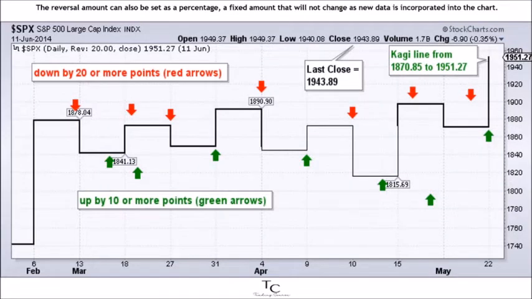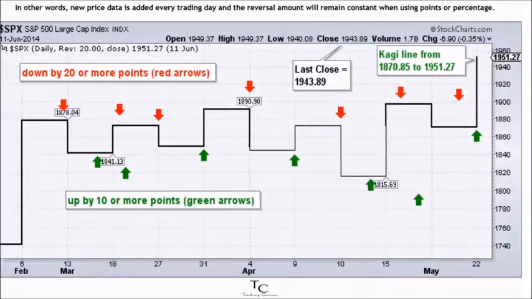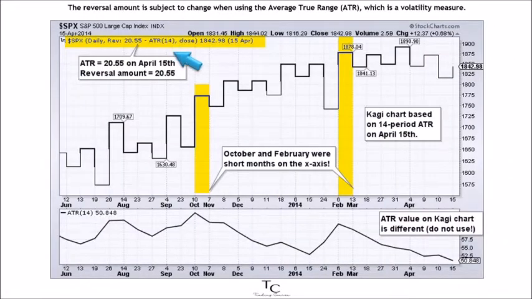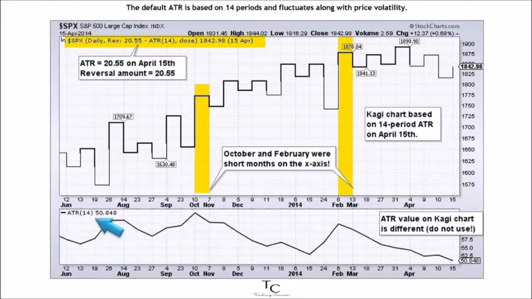The reversal amount can also be set as a percentage, a fixed amount that will not change as new data is incorporated into the chart. In other words, new price data is added every trading day and the reversal amount will remain constant when using points or percentage. The reversal amount is subject to change when using the average true range, ATR, which is a volatility measure. The default ATR is based on 14 periods and fluctuates along with price volatility. Also, note that the ATR value changes as new days and data points come into play.